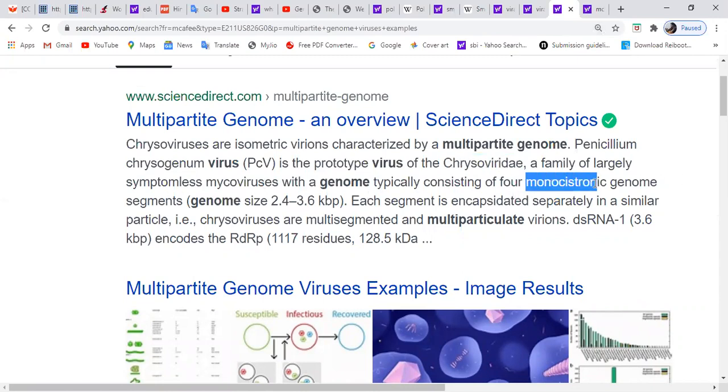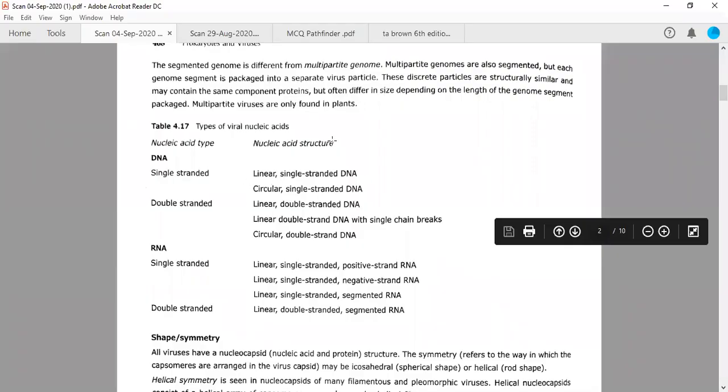What is monocistronic? Monocistronic and polycistronic are again two terms. Monocistronic is if a segment has only one polypeptide-coding gene. If it has more than one polypeptide-encoding gene in the same segment, it is called polycistronic. So these are different monocistronic genome segments. Now you are able to understand what mycoviruses are and what segmented genome viruses are.